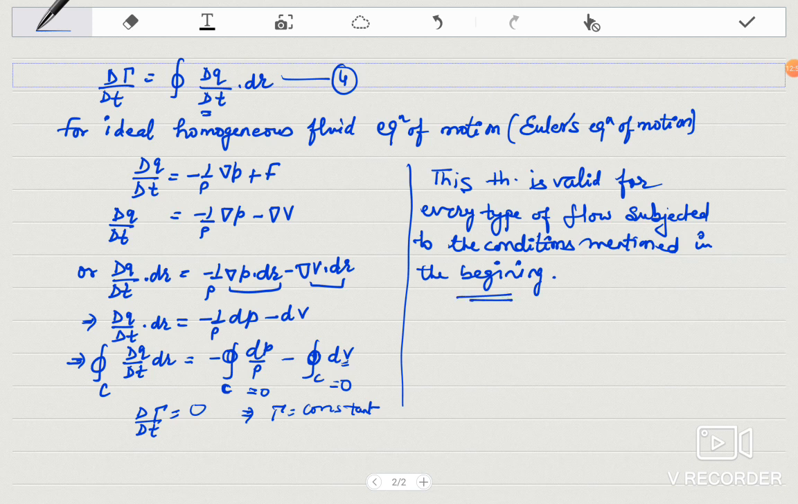You should know this, because you may be asked whether Kelvin's circulation theorem is valid for irrotational flow. Yes, it is valid. Is it valid for rotational flow? Yes, it is valid. But whatever we have used here is for ideal homogeneous fluid. So the condition is that the fluid should be ideal, the fluid should be homogeneous, the forces should be conservative, and density should depend upon the pressure only. So these are certain conditions under which Kelvin's circulation theorem is valid.